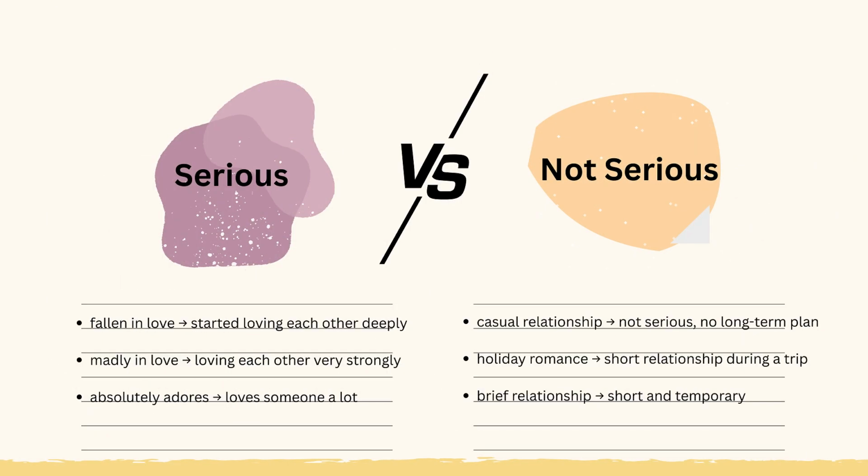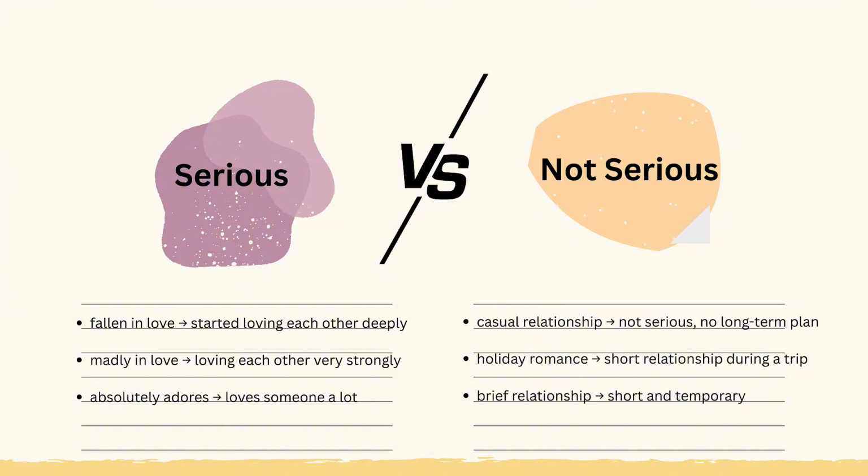These expressions describe different levels of love and commitment. Some expressions show a serious relationship. When people have fallen in love, the feeling is deep and real. If they are madly in love, the emotion is very strong. And when someone absolutely adores another person, it means strong love and affection.